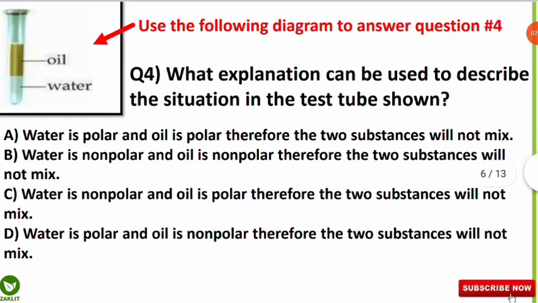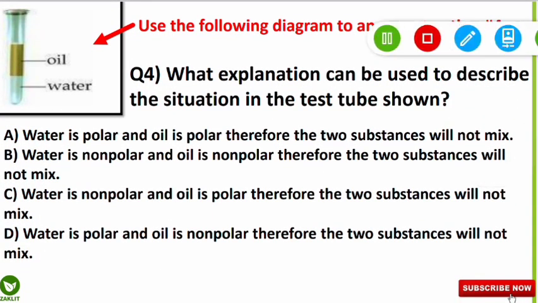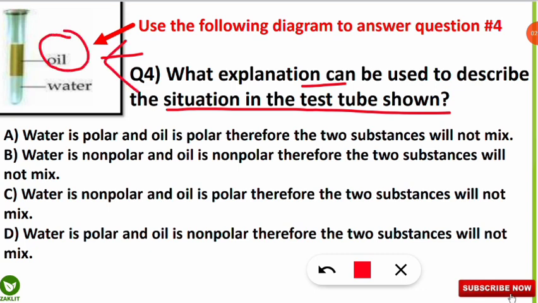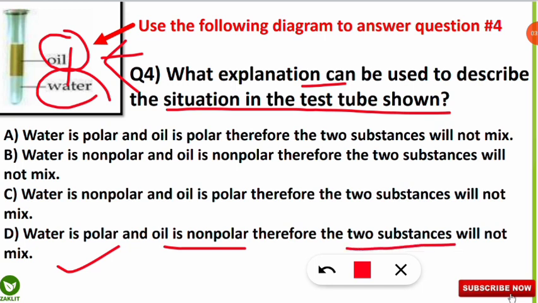The fourth question was, using the following diagram, answer the question, that is, what explanation can be used to describe the situation in the test tube shown over here. So in the test tube, the upper portion was occupied by the oil and below there was water. So they both were not mixed. So this was showing the situation that water is polar and oil is non-polar in nature. Therefore, these two substances will not mix and they are not mixing here.